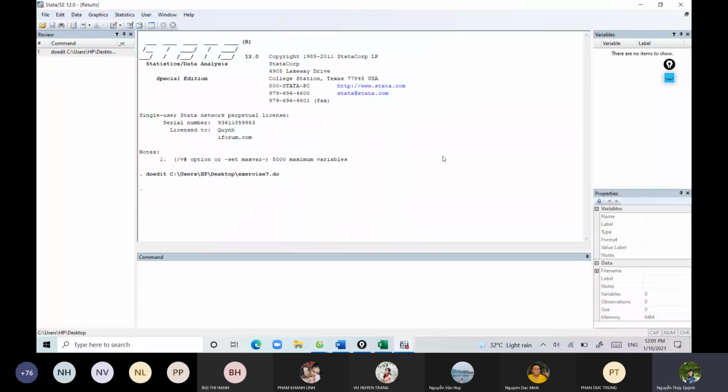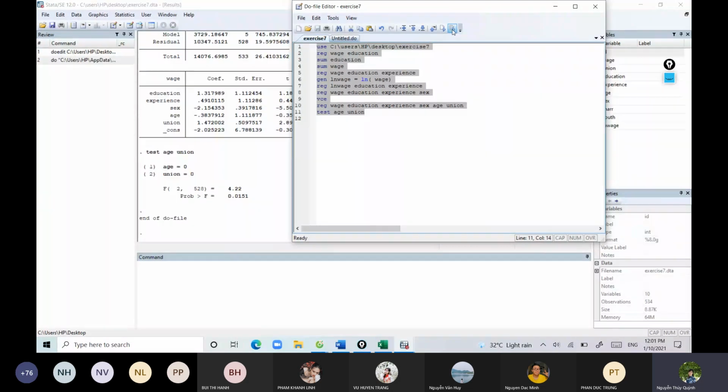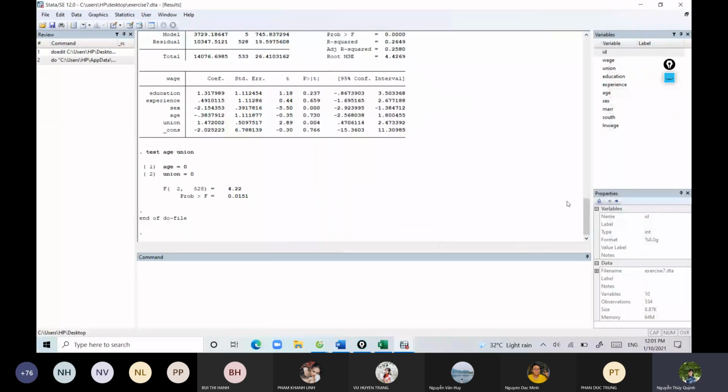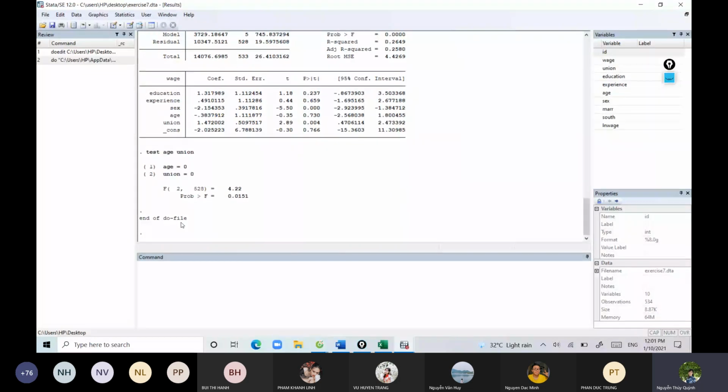Okay, you see, now this is the result window, there's nothing. Now I will run the do file. I will select all and run the do file. Okay, so everything will appear here, from the beginning to the end. All right, and you can see the end of the do file is here.